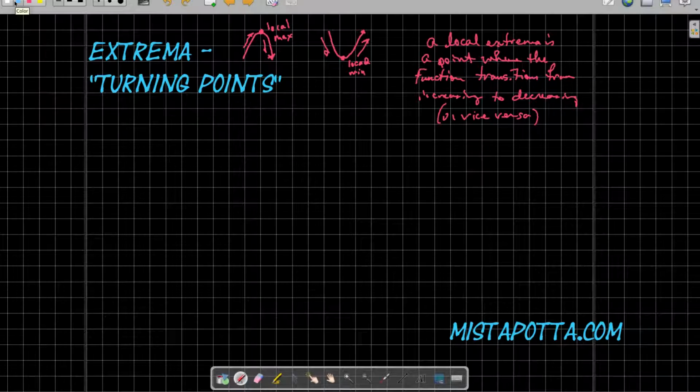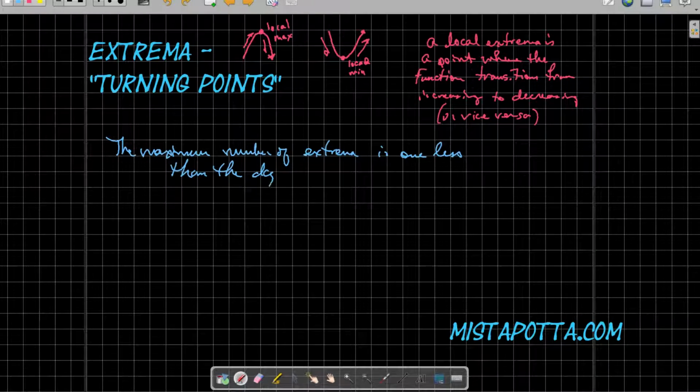number of roots. So the maximum number of extrema is one less than the degree of the polynomial. And this kind of makes sense, because if I'm used to something like y equals quadratic, then I know that I'm going to see a graph that goes down and goes up, and so I'm going to have one extrema.